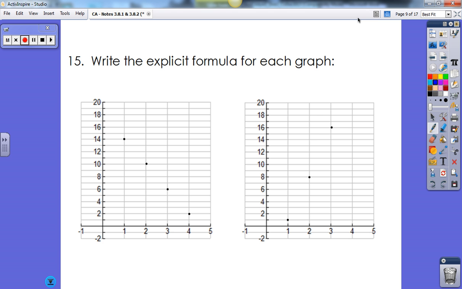Alright, so we're writing the explicit formula for each of these graphs. And if you recall, if we're talking about arithmetic sequences, they should be linear. So notice these are all graphs of lines, except that, remember we talked about their domains being integers, so that's why they're not actually connected to make a line, because we have our first term, our second term, our third term. We don't have anything in between. So in this case, basically we're looking at writing a linear function for this, if we're using our explicit formula.